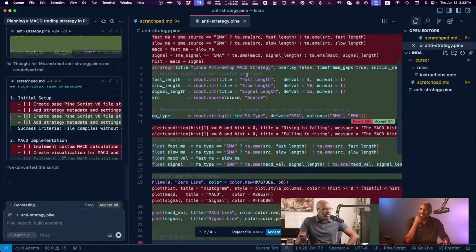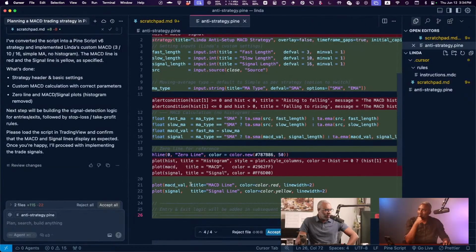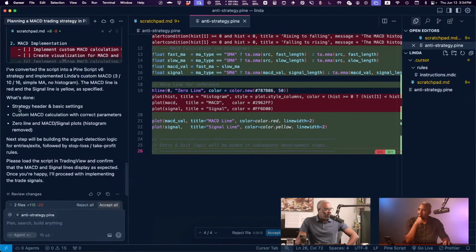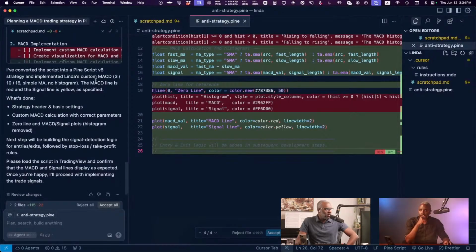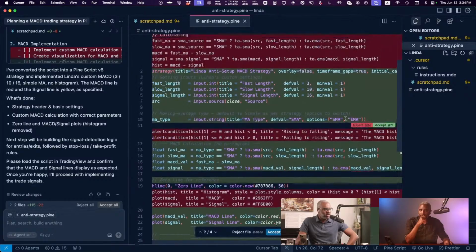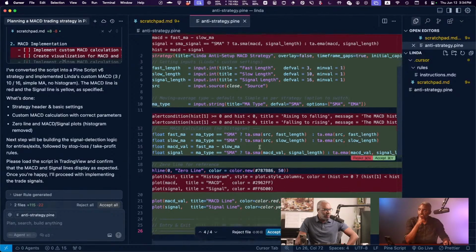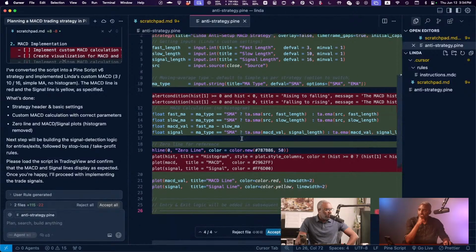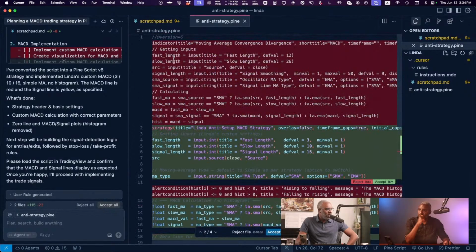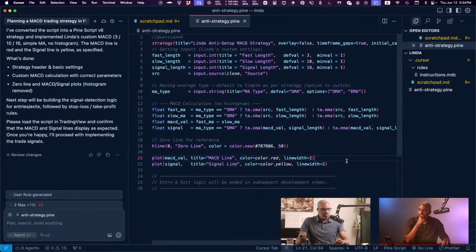All right, so here it's just rejiggered the MACD a little bit. I've converted the script into a Pine Script v6 strategy and implemented Linda's custom MACD 3. So change the settings to 3, 10, and 16. Simple SMA, so change the default. No histogram, so histogram will be deactivated, I'm assuming. It removed all the alert conditions, that's fine. And it changed the indicator to a strategy. All right, so let's just accept all.